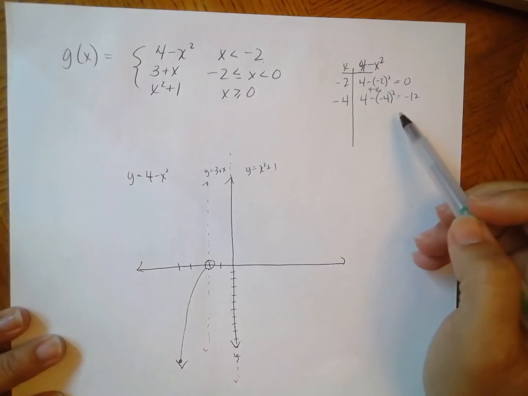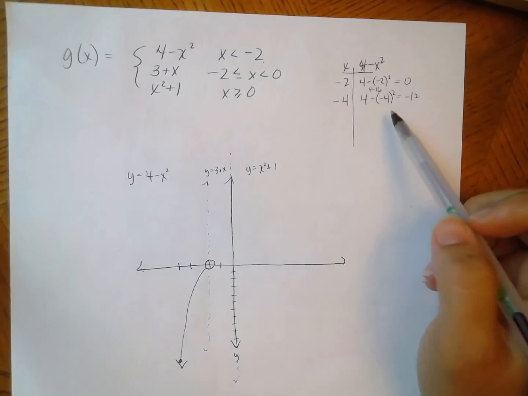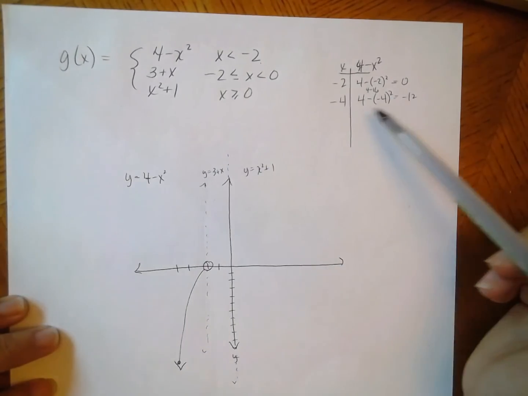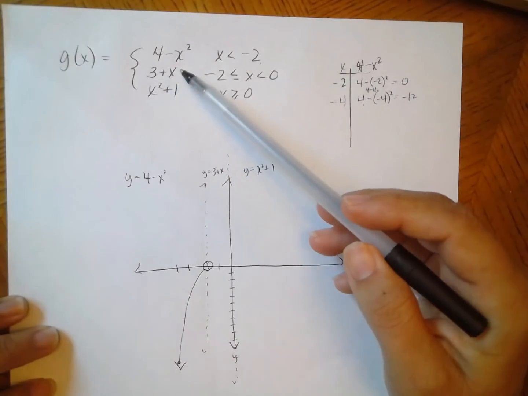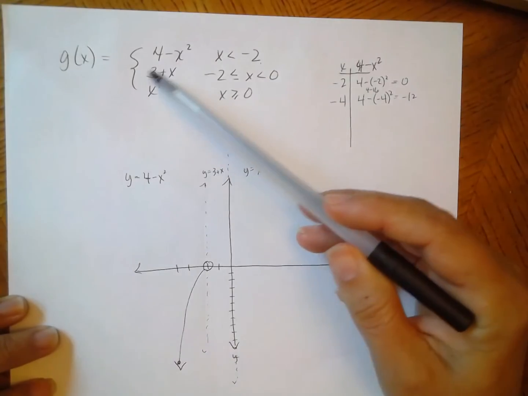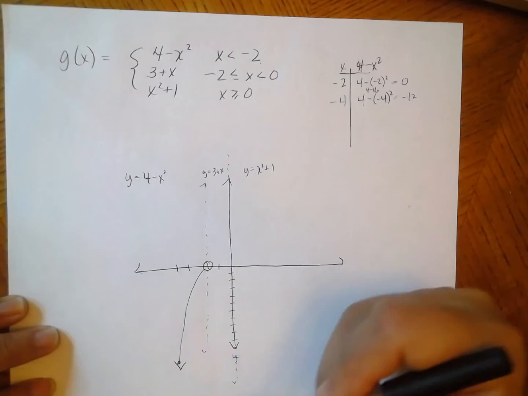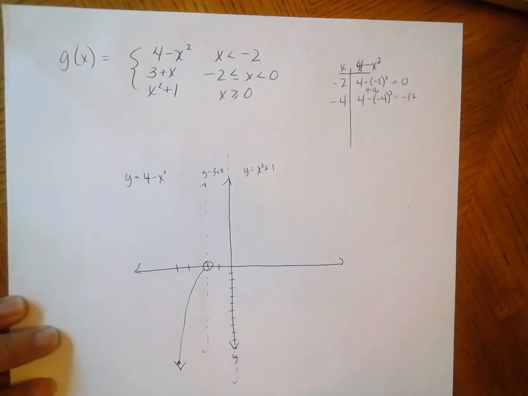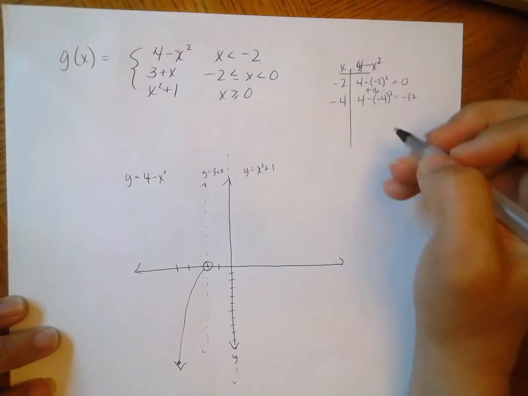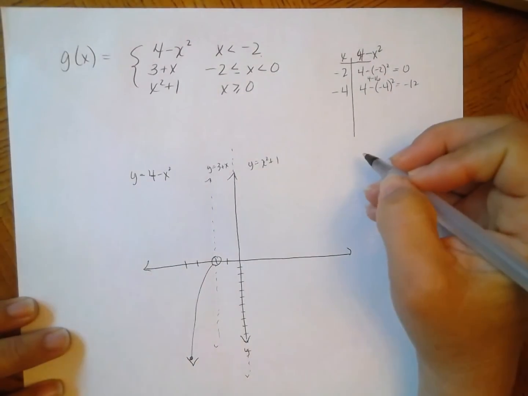And if I plug in bigger and bigger negative values, I'm going to get bigger and bigger negative values here. You can kind of tell if I plugged in x equals -9, then I'd have 4 minus 81, which would be even more negative. So my graph is going to keep falling and falling and falling. All right, so now let's move into the middle part.